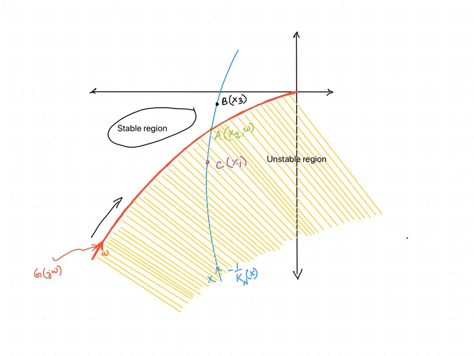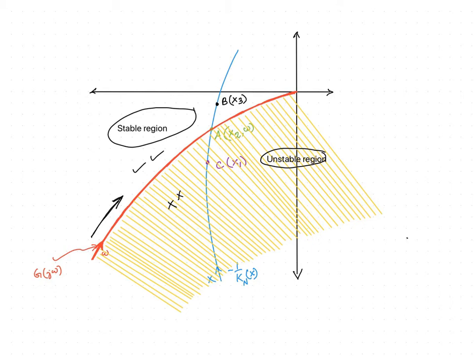If the critical points of minus 1 by kn of x lie towards the right half of the G of j omega plot as omega varies from 0 to infinity, then we have a closed loop unstable system. A better picture can be obtained like this. Let us assume a person is moving on the G of j omega plot as omega varies from 0 to infinity. That is, a person is moving in this direction. Towards his right we have the unstable region and towards his left we have a stable region.